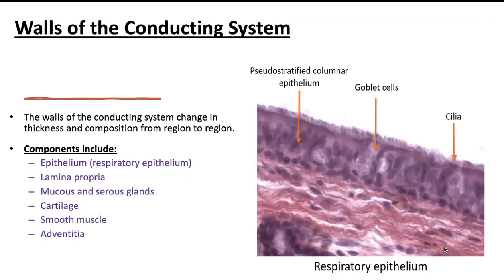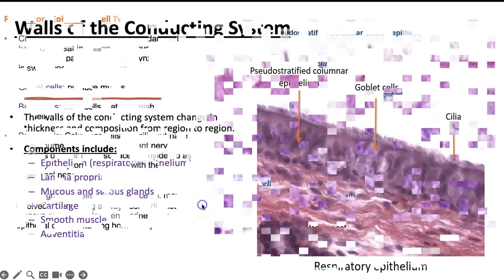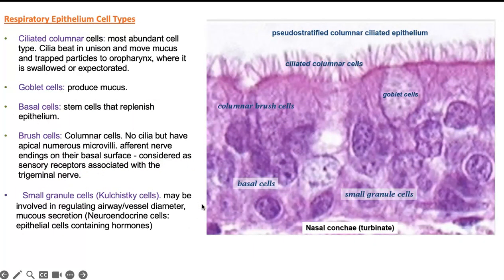So as you can see now from this diagram, it is covered by pseudostratified columnar epithelium, which has goblet cells and cilia, and you will know now the importance of this structure. So now let us look at the cells which are present in the respiratory epithelium.